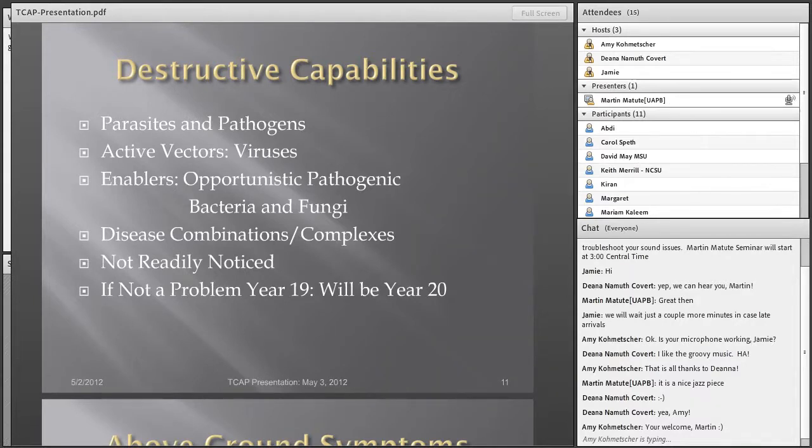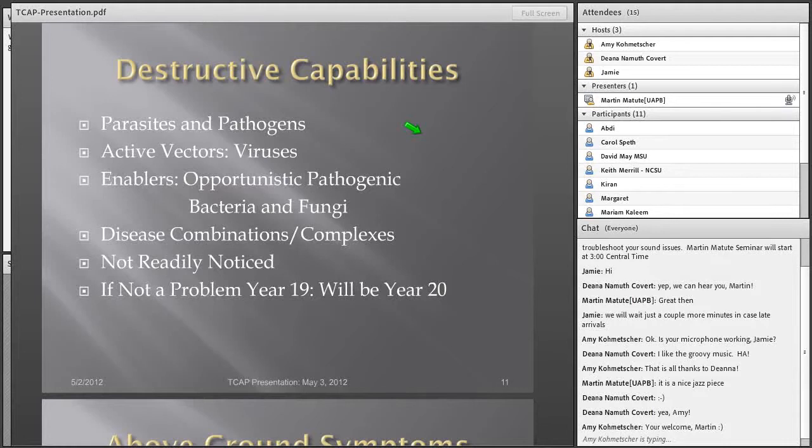Then the next thing is that nematodes are enablers. In the soil, we have bacteria and fungi that are pathogenic to plants, but they do not have a way of gaining entrance into the plants. Once a nematode feeds in a plant, whether it is an ectoparasite, semi-endoparasite, or an endoparasite, once they get entrance into a plant, they create cavities or entry points. These opportunistic pathogenic bacteria and fungi will now get into the plant via these cavities or entry points created by the nematodes.